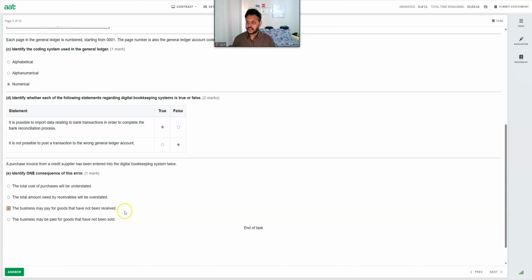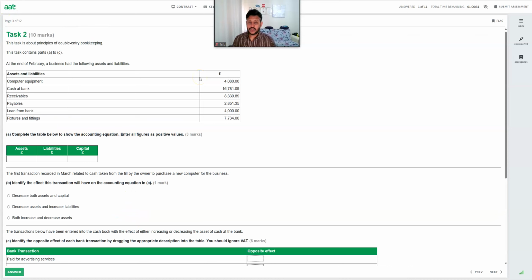Alright, so that's our first question. Let's move to the next one. The next question we have is task 2 for 10 marks. It says this task is about the principles of double entry bookkeeping. This task contains parts A to C.